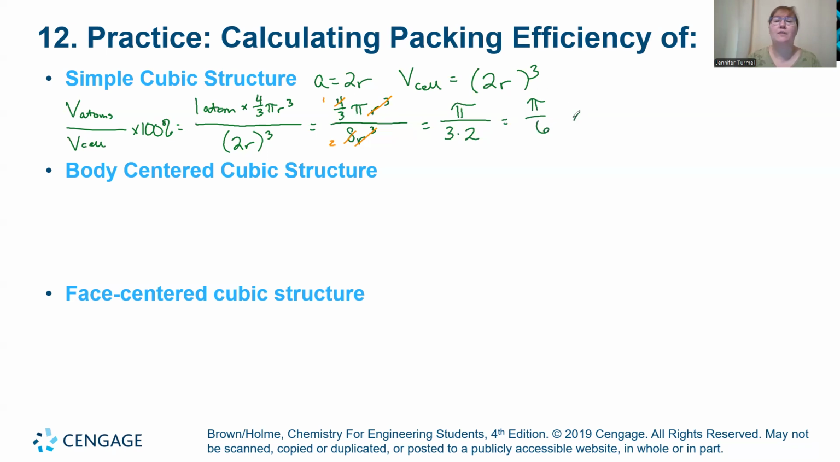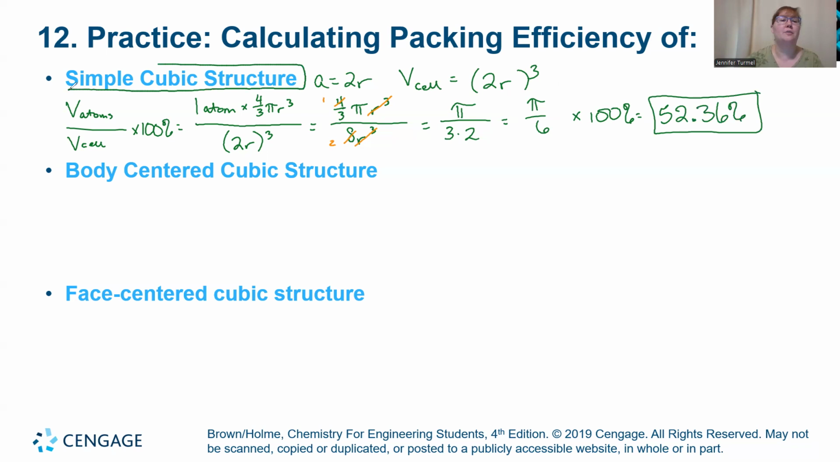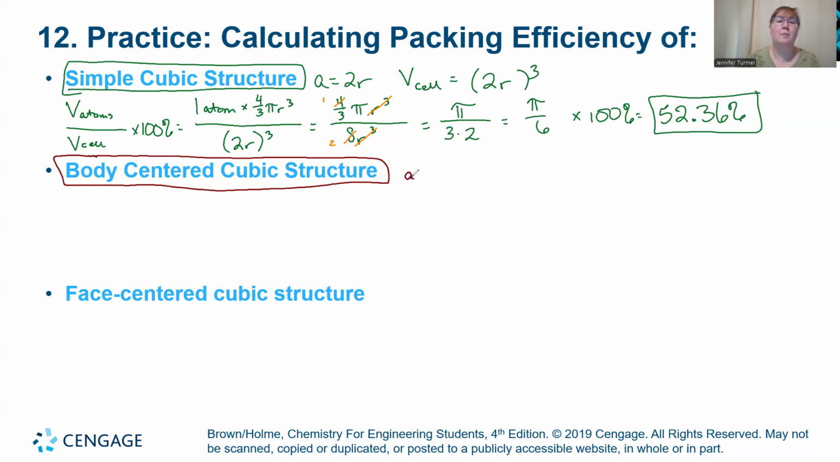And then we take our pi over 6 and multiply that by 100%. On the calculator, that will give us 52.36% packing efficiency for our simple cubic structure. All right, now let's look at our body-centered cubic structure. In a body-centered cubic structure, remember that our a value, our edge length, is 4 over the root 3 r.